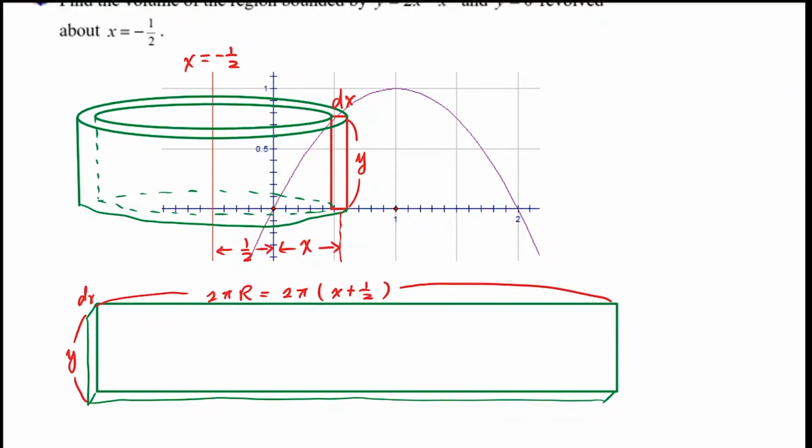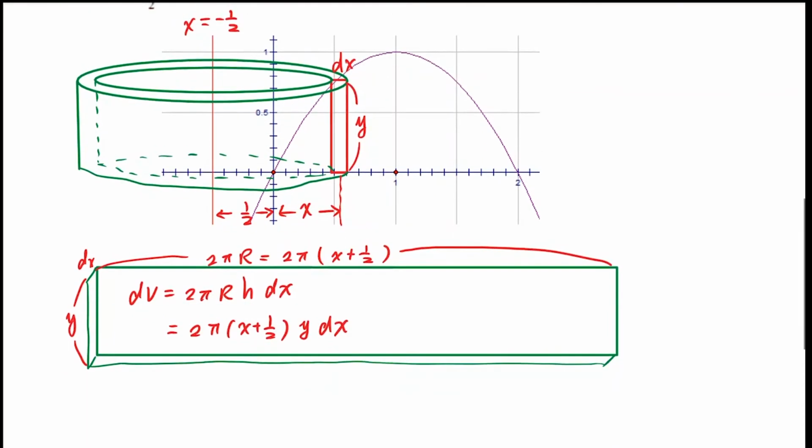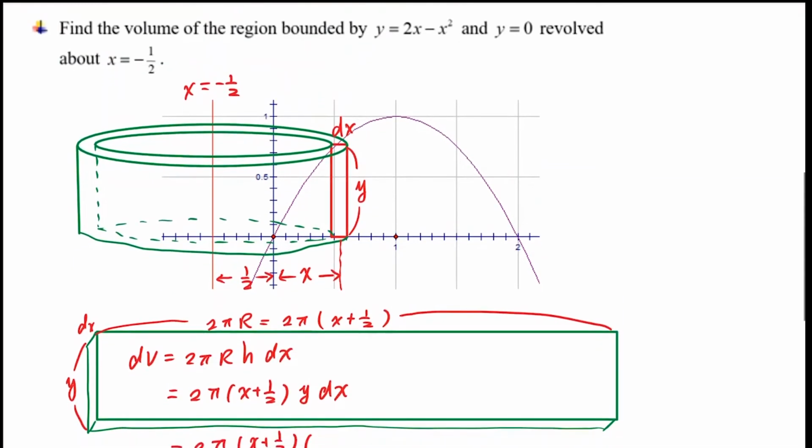Okay, so this is what I call dV, and I typically write it inside here. So dV is 2 pi r times h times dx. You get it? So in our case, we'll have 2 pi and x plus 1/2 times h, which is y. Good. But what is y? My y, of course, is my function given right here, 2x minus x squared.